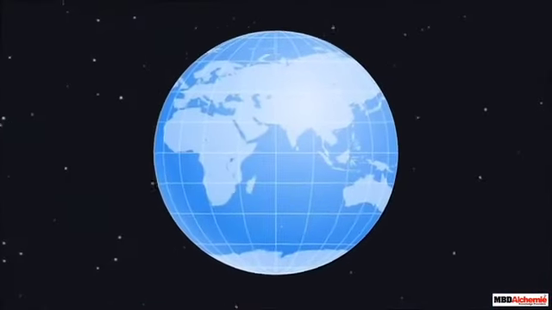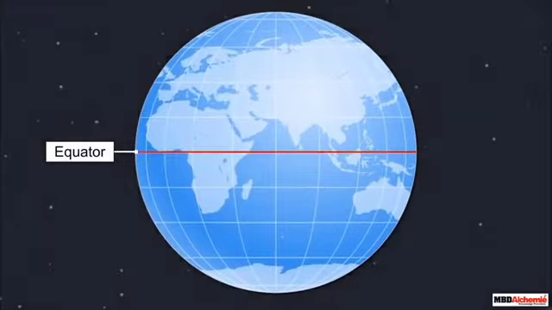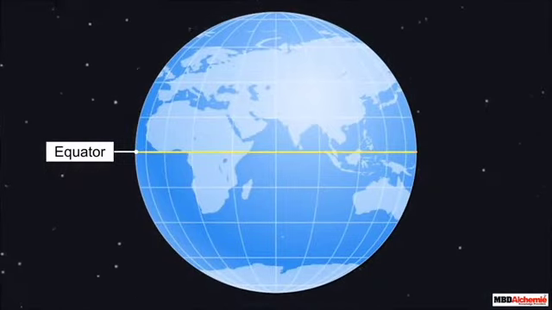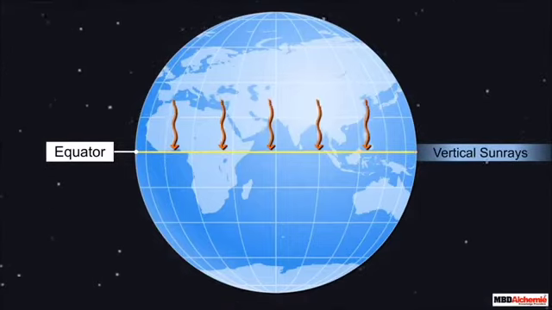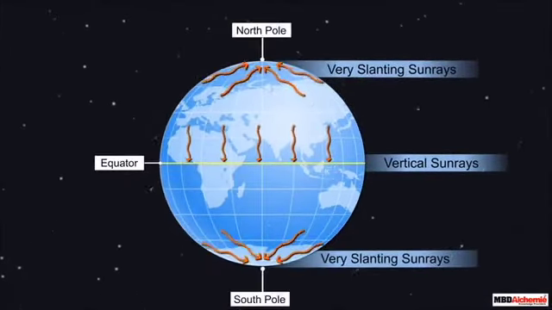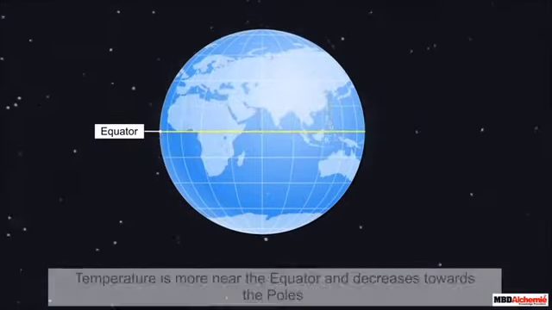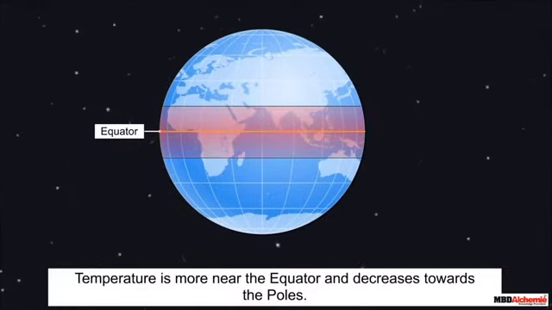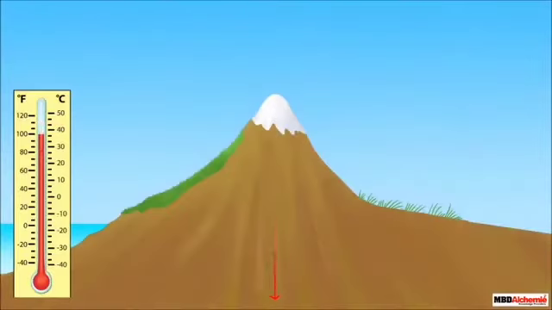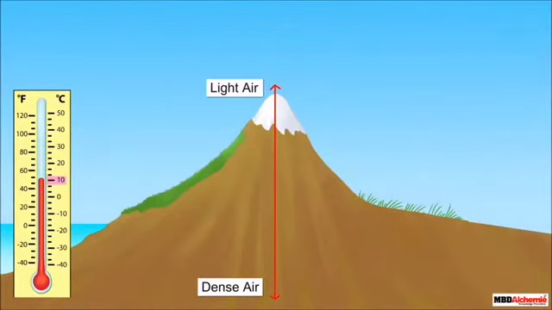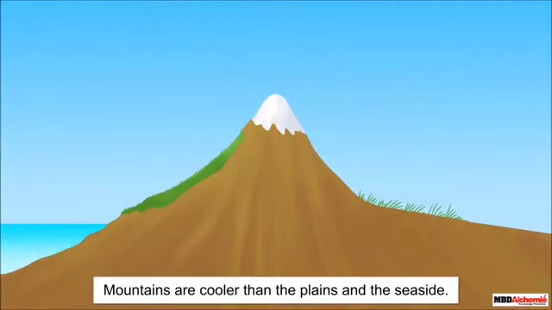Due to the spherical shape of the Earth, the sun rays fall differently on different parts of the Earth's surface. Thus, the sun rays fall vertically on the equator throughout the year and are very slanting towards the 2 poles. Therefore, temperature is more near the equator and decreases towards the poles. The temperature decreases upward from the mean sea level because the thickness of the atmosphere is less in the higher altitude. Thus, the mountains are cooler than the plains and seasides.